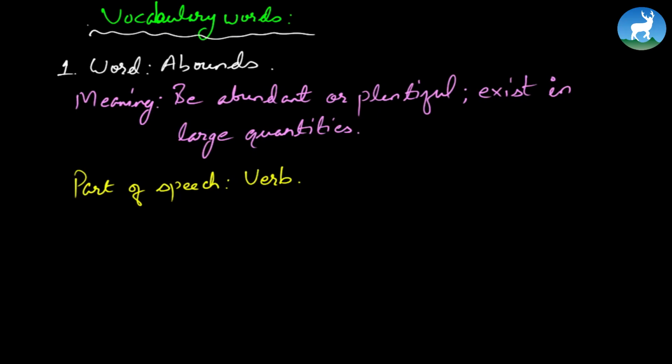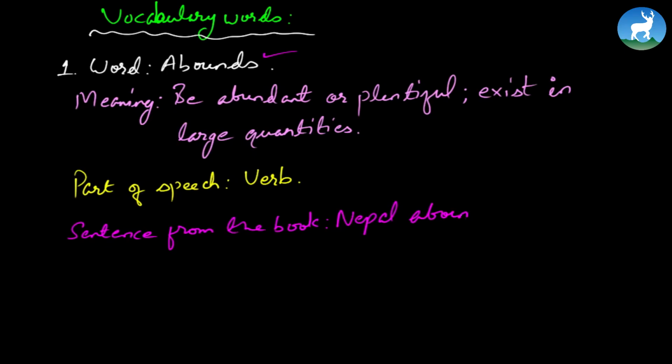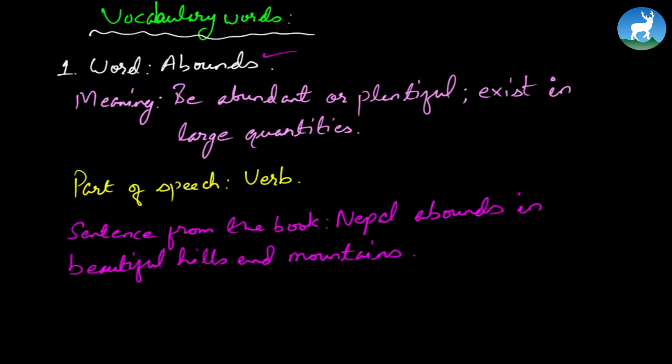Okay, whenever we do these vocabulary words, we then come to the sentence from the book, meaning, in what way is the word abounds used in the sentence? If you look at the earlier passage that I read, you'll find right in the second sentence of the passage the word abounds. In case you might be wondering what it is, you can write down Nepal, because the sentence must make sense. Nepal abounds in beautiful hills and mountains.